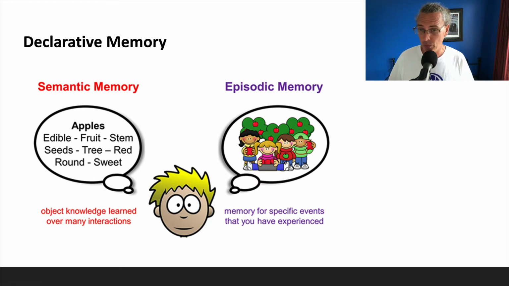3 times 4 equals 12. So when I ask you now, what is 3 times 4? You just get 12, but you don't have that reliving of the past experience. You don't have an episodic memory. You just know the answer. The answer just comes to mind. Okay, that sort of knowledge we call semantic memory.